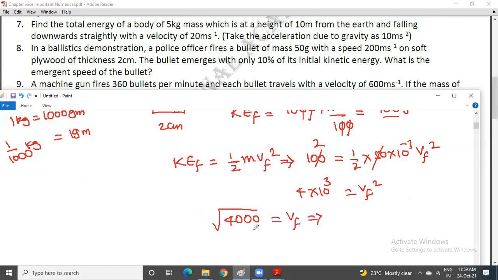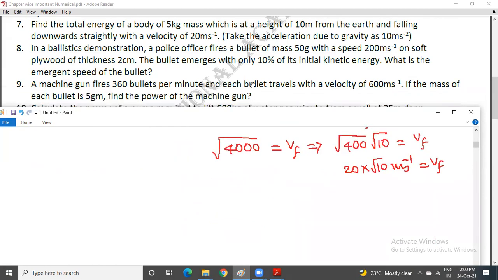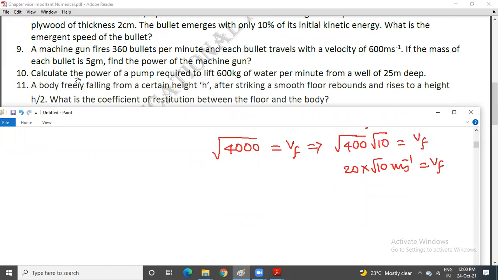You will get the final answer as, you can take 400 into 10. So root 400 into root 10 you can make it. So it will be Vf. So it will be finally 400 root is 20 into root 10. You can stop here, no problem. So meter per second. Then, so this particular question is given number of times in the final exam.